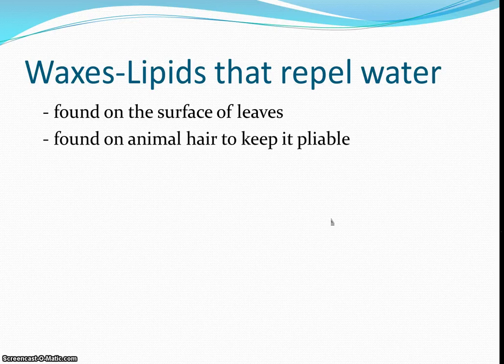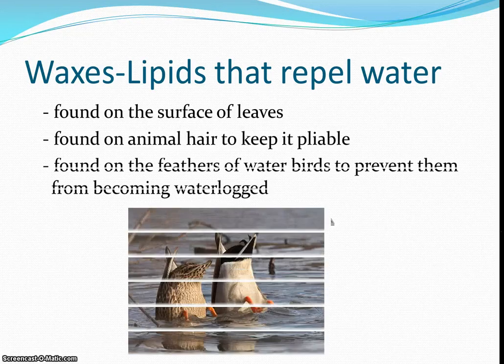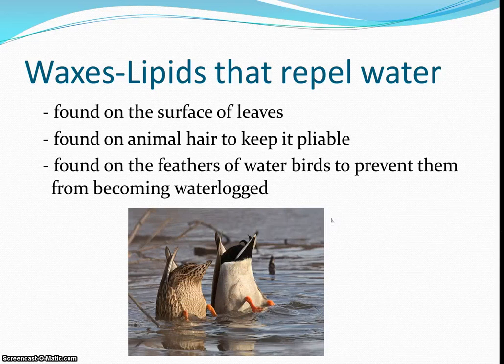Okay, a lot of animals will actually make waxes to help keep their hair pliable as well. Okay, for instance, the feathers of water birds help them to make sure that water doesn't leak into their body and make them waterlogged.